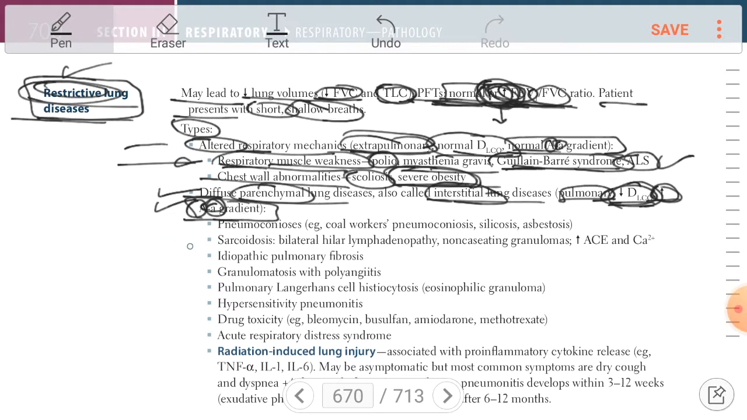So these are the diseases that can cause restrictive lung disease, like what? Pneumoconiosis. It's called coal worker pneumoconiosis, silicosis, asbestosis.